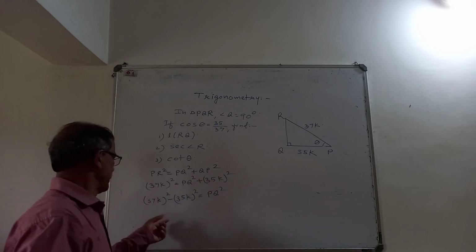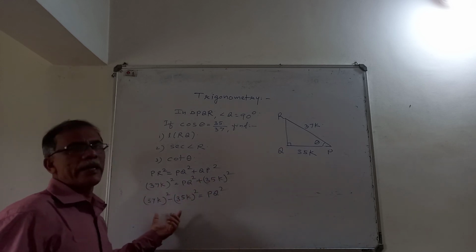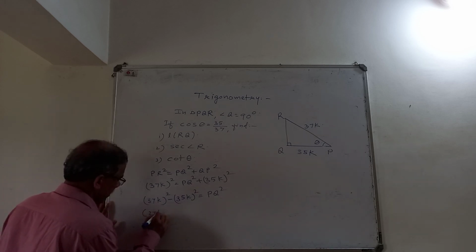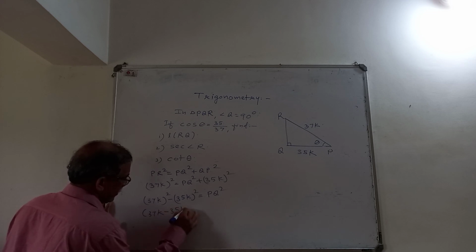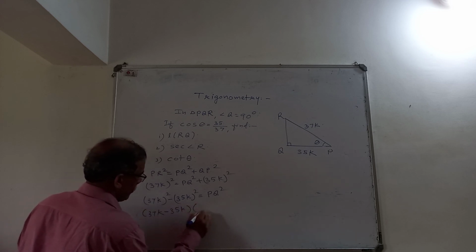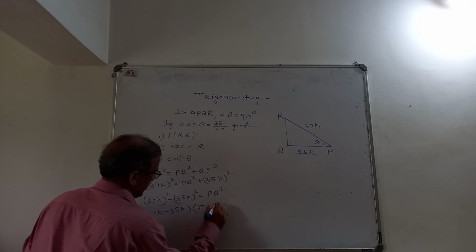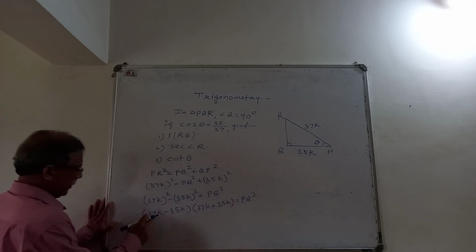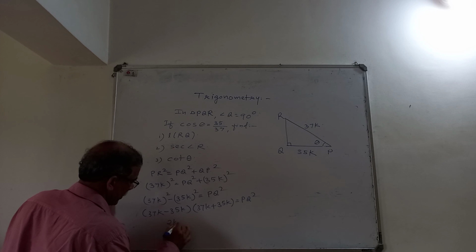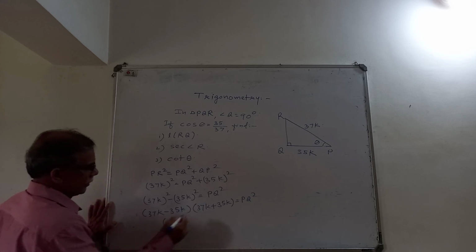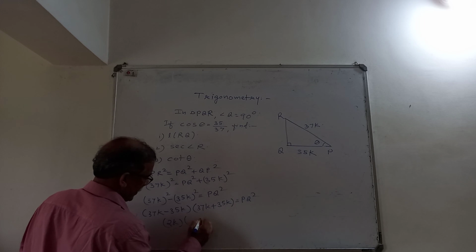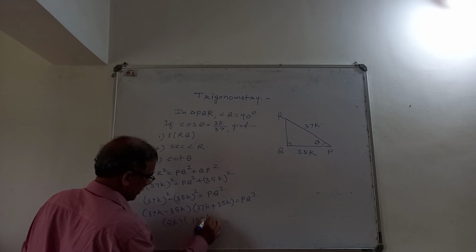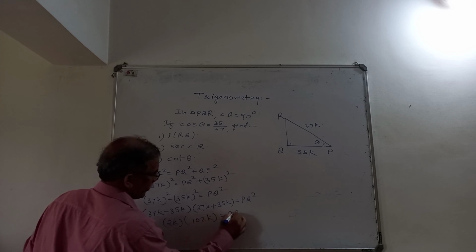Now what is the advantage of this? It is x whole square minus y whole square, so you can use the identity (x minus y) into (x plus y). So 37K minus 35K into 37K plus 35K should be equal to PQ square. 37 minus 35 is 2K, into 37 plus 35.